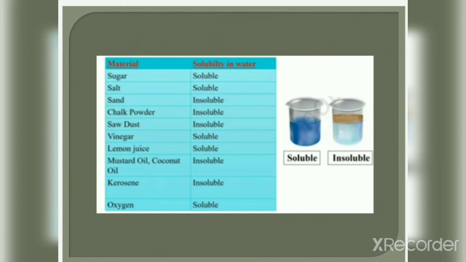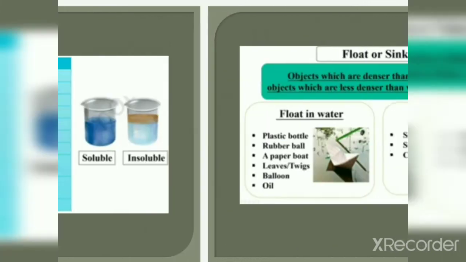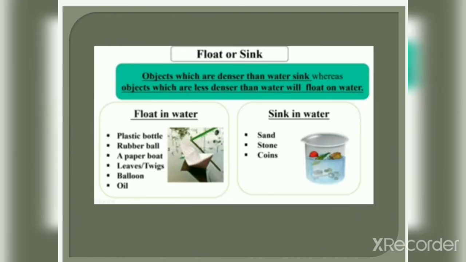The next property which we need to study is whether the material will float or sink with the water. You must have observed that when you put a plastic bottle or a rubber ball or a paper boat in water, it generally floats in the water. Whereas if we put sand, stone, coins, etc. in water, they will generally sink in the water.